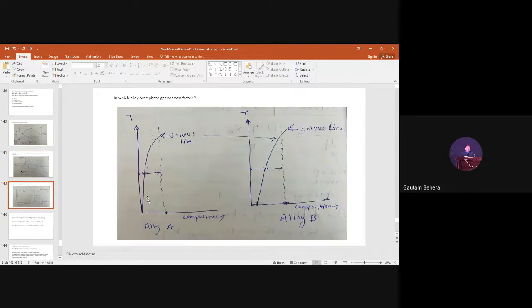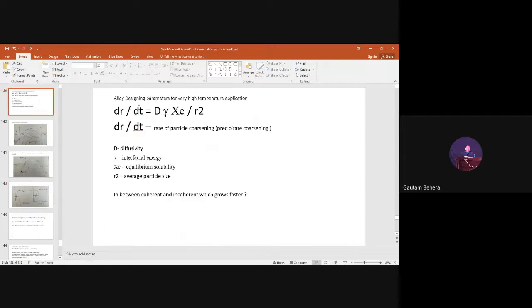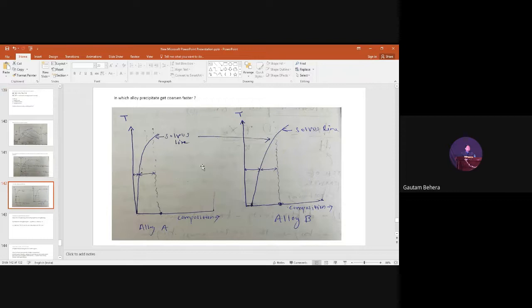And now look at this image and this image. This is an alloy A, this is an alloy B, and can anybody tell me, between alloy A and alloy B, where the precipitation coarsening will be faster? You have to compare this equation. Look at this equation with this image. Between alloy A and alloy B, in which case will precipitation coarsening be faster?